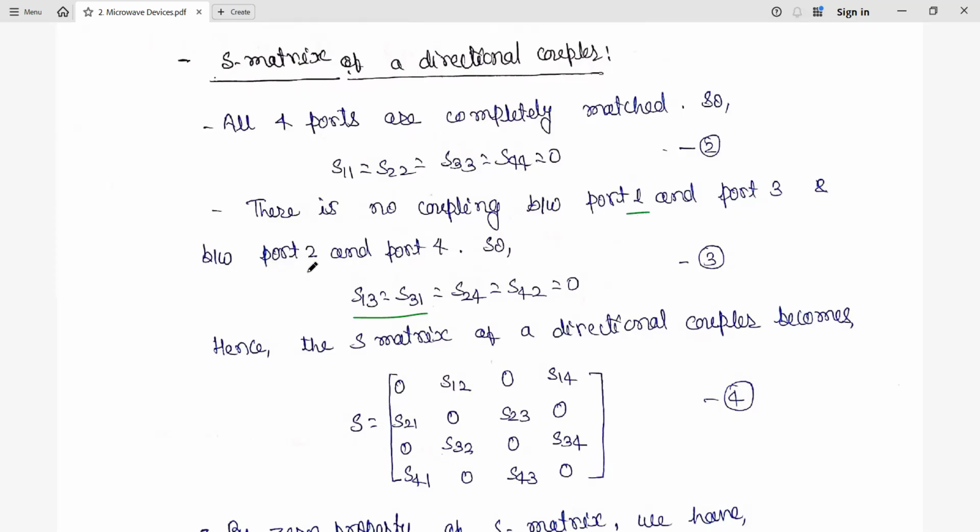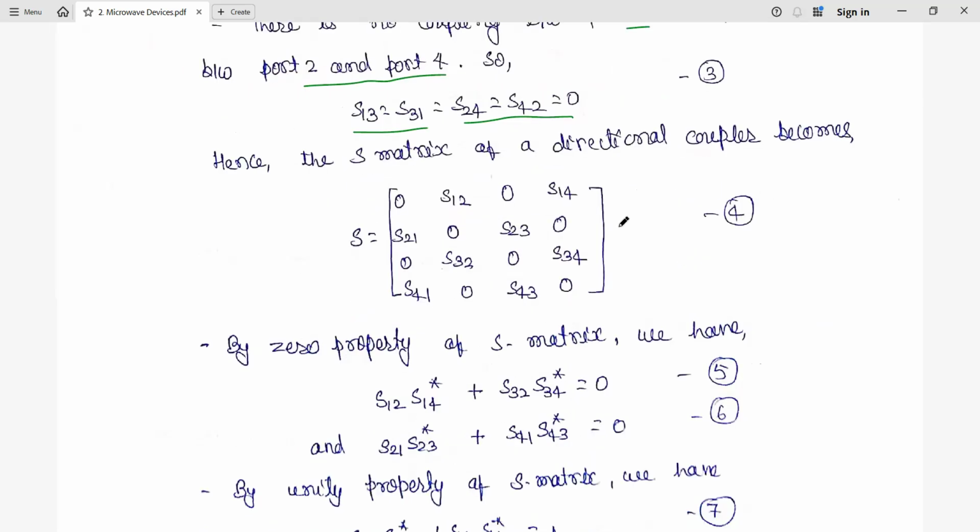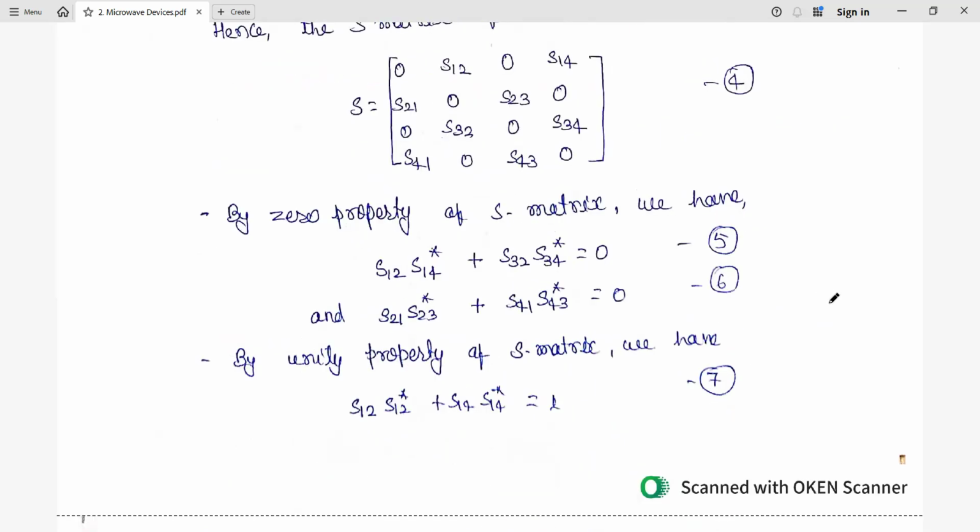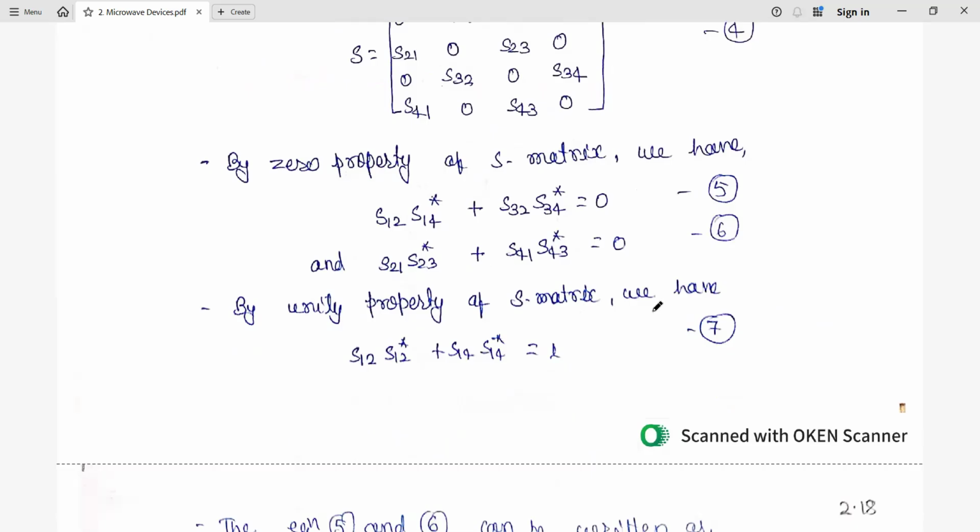In the same way, we don't have coupling from port 2 to port 4, so S24 and S42 are going to be equal to 0. On the basis of that, we have the reduced S matrix, where whatever elements are 0, we are putting as 0. Next, we are going to use the zero property of the S matrix.